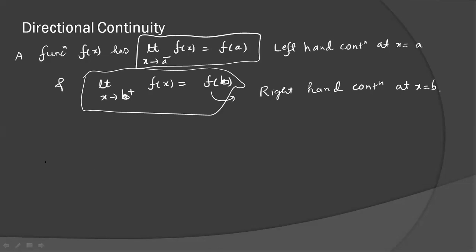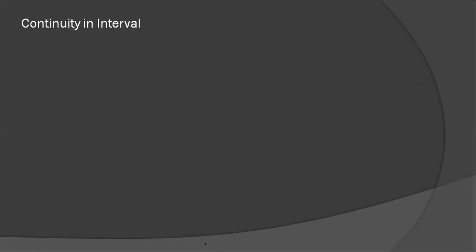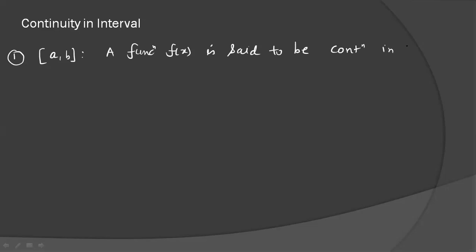It is useful when you are finding the continuity of a function in any interval. Suppose you are interested in the continuity of a function in any interval. Take case 1. In the closed interval, a function fx is said to be continuous in closed interval a comma b. In the previous definition, I have seen the continuity of function at any particular point x equal to a. But in this case, I am studying the continuity of a function in any closed interval a comma b.